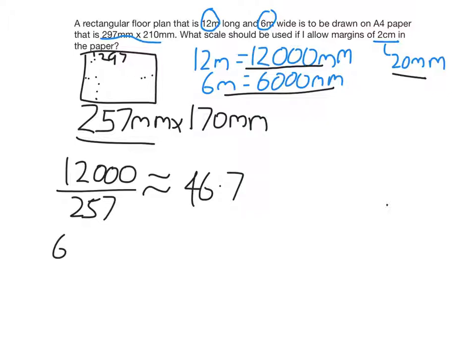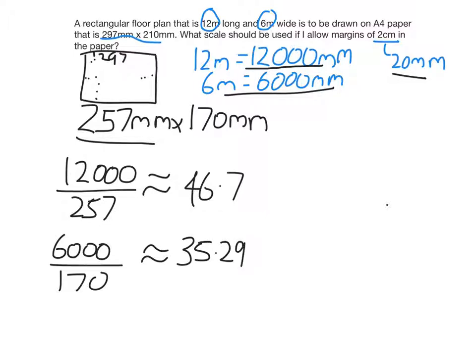I'm going to line up the shorter dimension in real life with the shorter dimension on the paper. So I just go 6,000 divided by 170. Again, I'm going to round it. It's 35.29. What this means is, to fit this drawing exactly within these dimensions, I need a scale factor of 46.7 for the longer side and a scale factor of 35.29 for the shorter side.